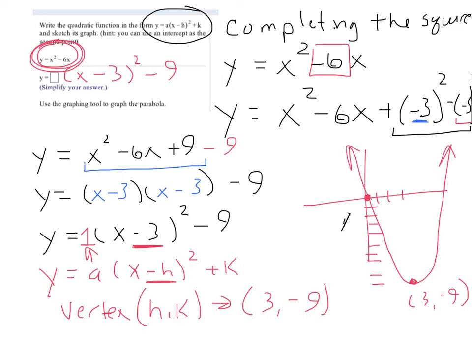Now when you do this in MyMathLab, of course the parabola opens up, crosses through this point, but you'd want to plot the vertex point first at 3, negative 9. Hope this helps.